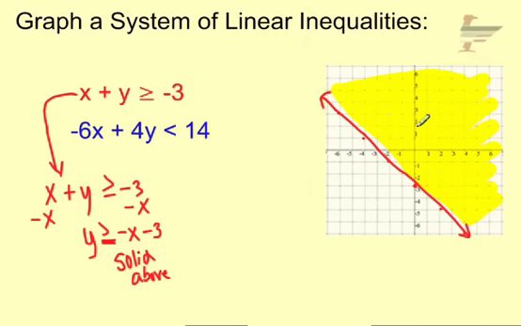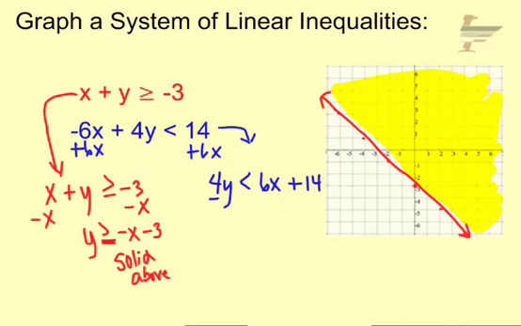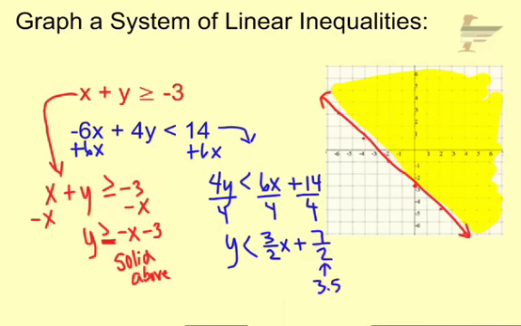Well, when you have to do more than one, we're just going to now graph the other one, solve for y. Add 6x to both sides, so we have 4y is less than 6x plus 14. And we divide everything by 4 to get the y by itself, so y is less than 6 over 4, which will reduce to 3/2 x, and then the 14 over 4 will reduce to 7/2. Now 7 divided by 2 I know is 3.5, so that's going to be the y-intercept.